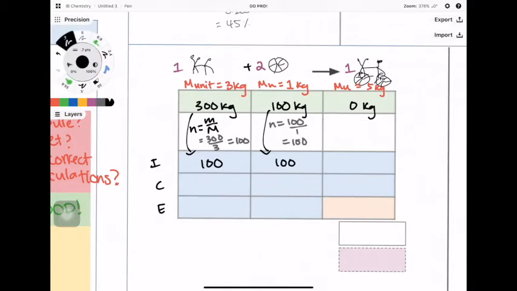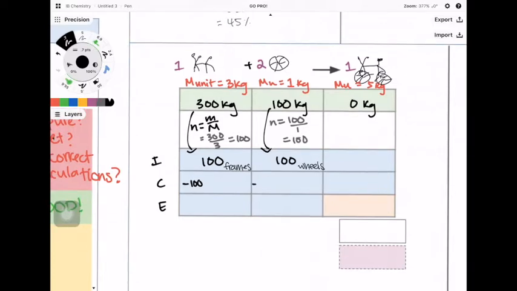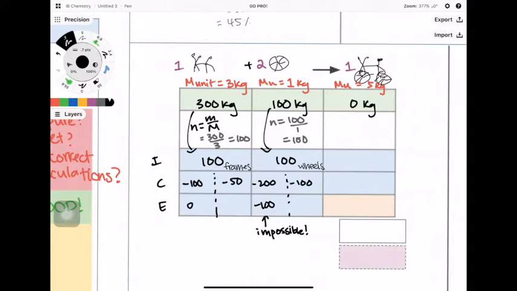So again, I do that by dividing my mass by my unit mass, and what I get is 100 frames and 100 wheels, and obviously 0 entire bikes at the beginning. So again, we're going to go through the changes. If I was using up all of my frames, I would need 200 wheels. And so I would be left with a negative 100 amount of wheels at the end, which is impossible.